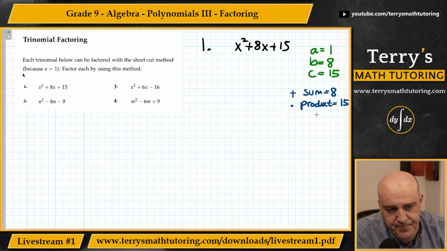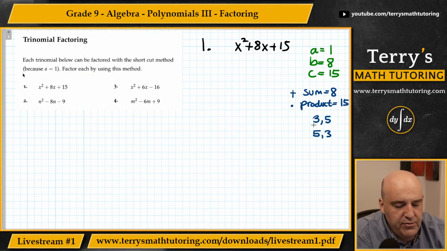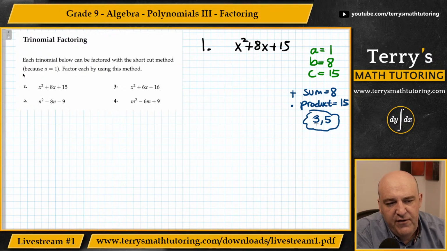So that's pretty easy, right? 3 and 5. Now, let's say somebody else would have written 5 and 3, that'd be okay too. The order doesn't matter, right? Whatever order you want to put them in, that's perfectly fine. So let's think of the 3 and the 5 here. These are our magic numbers. And that's the key to factoring this.